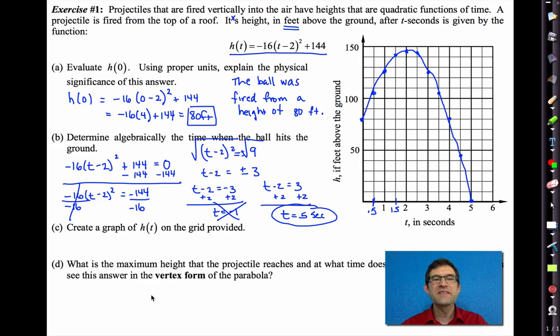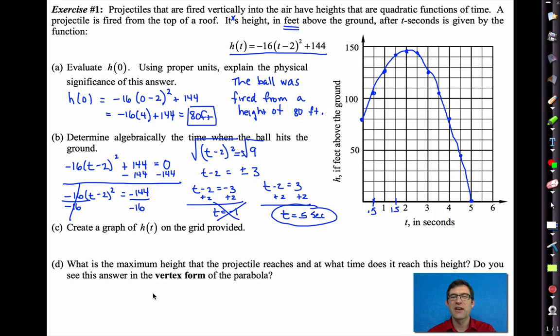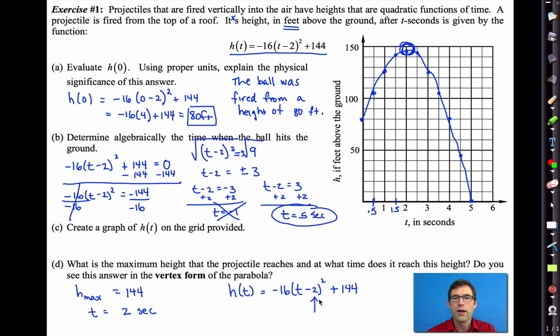Letter D. What is the maximum height the projectile reaches, and at what time does it reach that height? Well, it's right up here. And the maximum height, which I'll call h sub max, ends up being 144. And it occurs, no question about that, at t equals 2 seconds. Can we see that in the vertex form? Sure we can. It's been a little while since we worked intensively with quadratics in their shifted or vertex form, but there's our 2 and our 144.